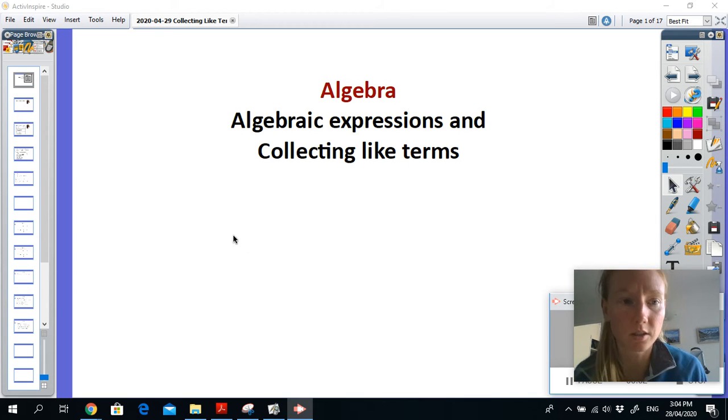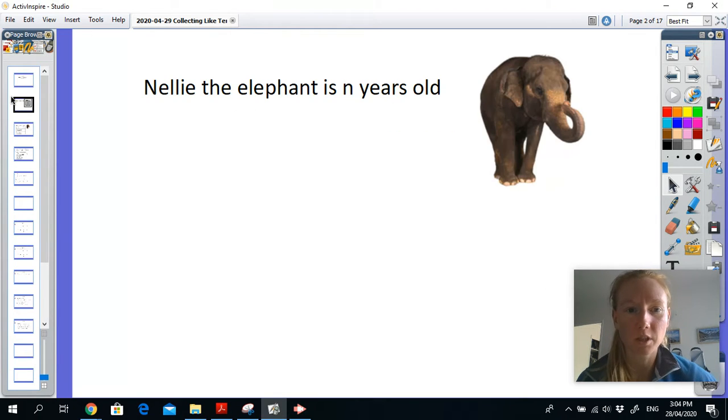Okay, today we're going to start looking at algebra. And first of all, a little bit of work on just some algebraic expressions. So I'm going to introduce Nellie to you. Nellie is this elephant here, and Nellie is n years old.